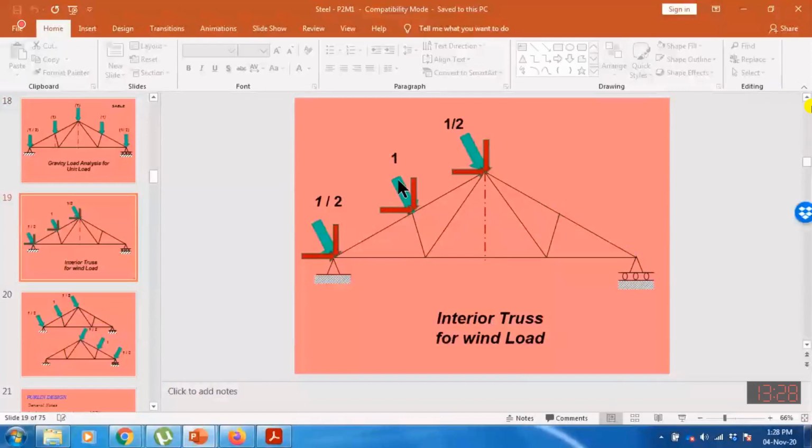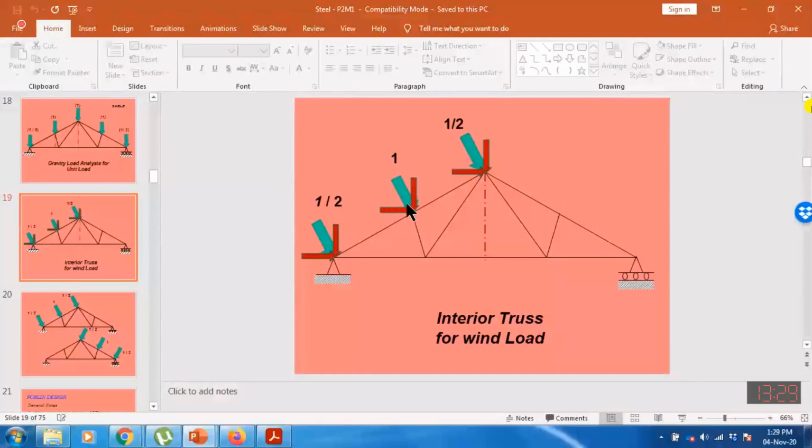Wind load will always be perpendicular to this length. If you know this angle, and this angle will be the same, this angle will be 90 minus theta. Actually, in many software you cannot apply the inclined load. So you can convert this inclined unit load into its components. Horizontal component will be 1 cos theta, and vertical component will be 1 sin theta. So instead of applying this inclined load, you can apply the components of this load, because in many software you can only apply vertical or horizontal load.